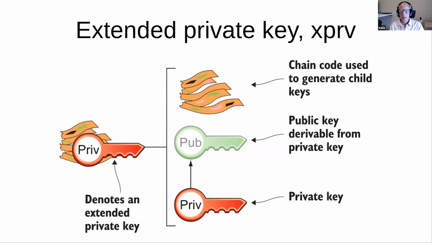So let's look at this extended private key, or XPRV, as I usually write them. So this symbol here, a private key with a little pile of papers, that's an extended private key, and it consists of a private key and a chain code. And this chain code is used when you want to derive subkeys. And from this private key, you can, of course, derive the public key.